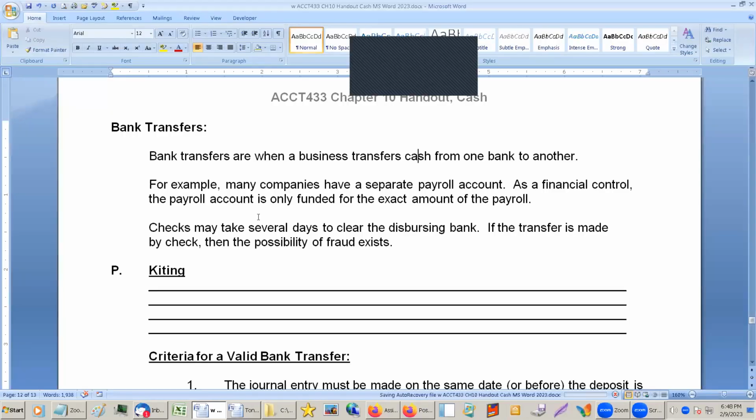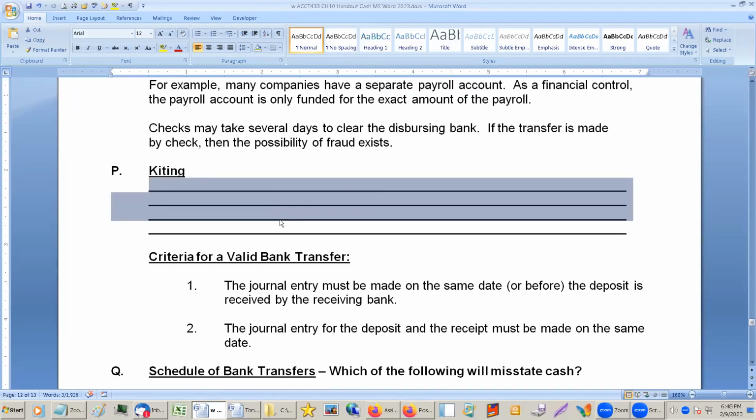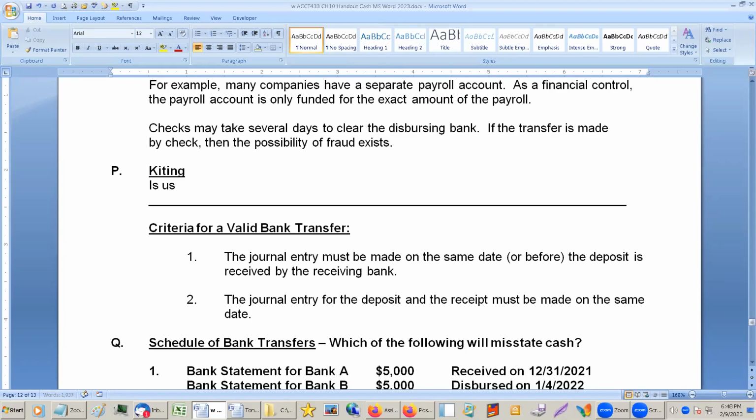So that's what we're looking at, and it has to do with that discrepancy in time between the receiving bank and the dispersing bank. The receiving bank will get it and put it through right away. It might not get to the payout bank, the dispersing bank, for a day or two. Okay, so kiting. The check, what they call float.